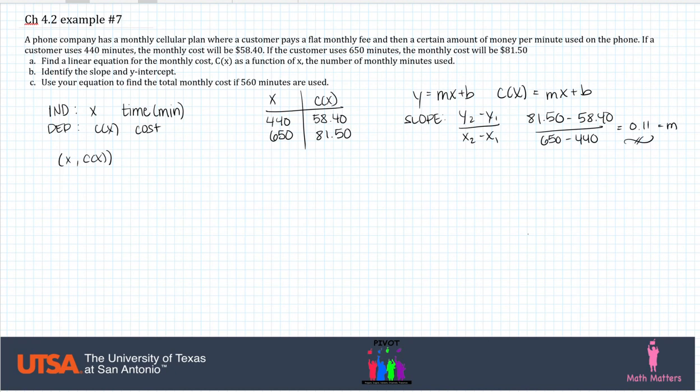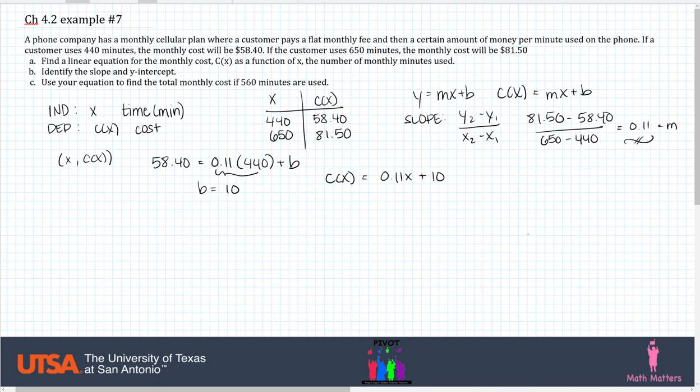So we have our y equals m times x plus b, then we can solve for b. In this case, if we multiply this out and then subtract, b comes out to be 10. So our equation, C of x equals 0.11x plus 10.